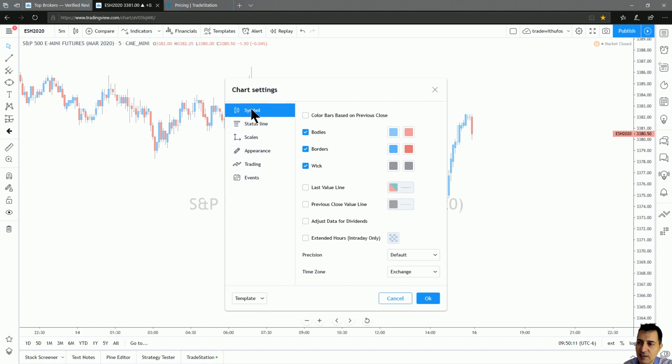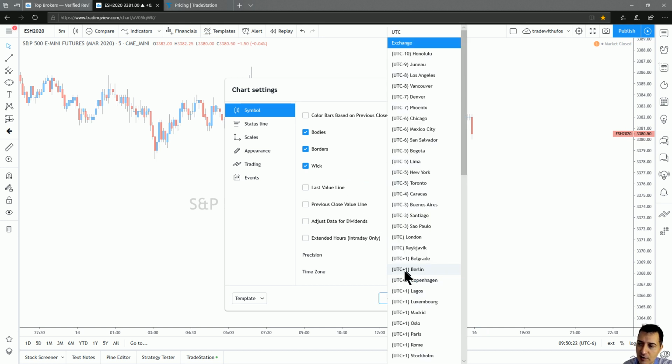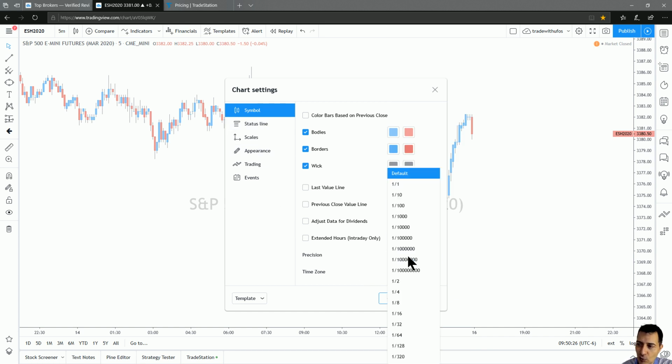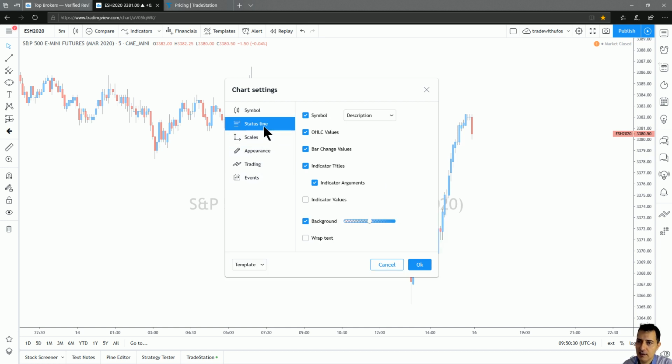you have settings for the symbol, and this basically has to do with the candles. So changing those candles, changing the colors, things like that, showing the time zone for the exchange or other time zones, how many decimal places you want, things like that. Then you have the status line. The status line is this. So what do you want to change? What do you want to show?